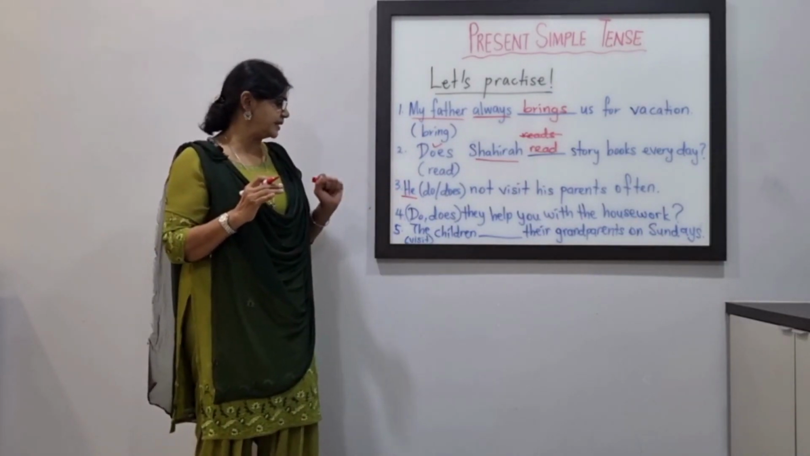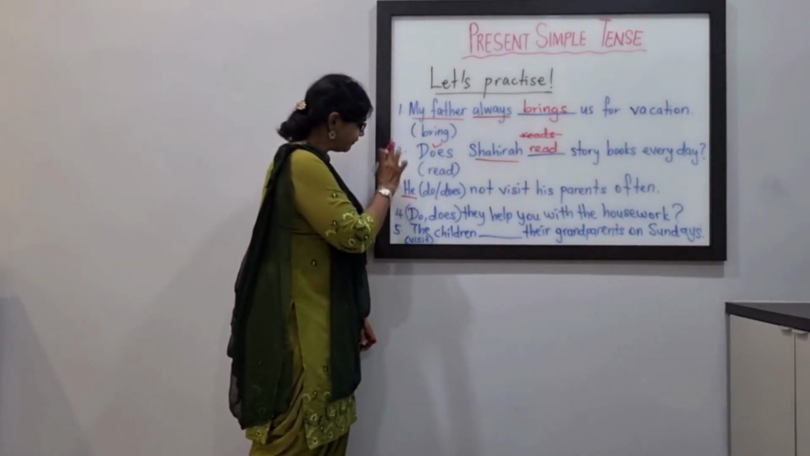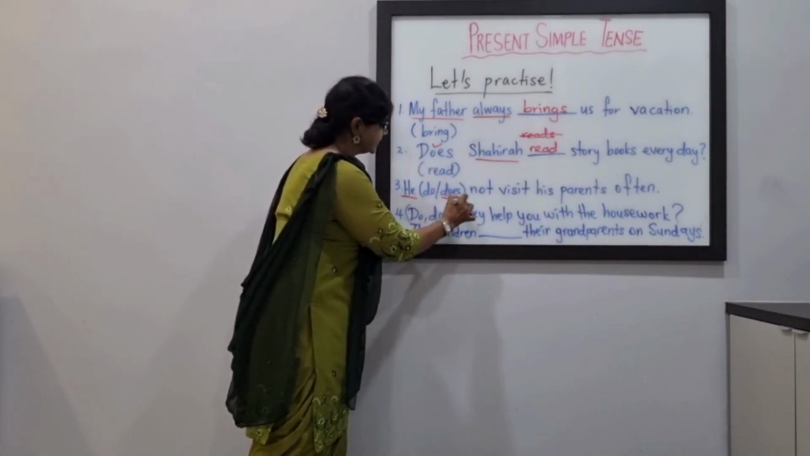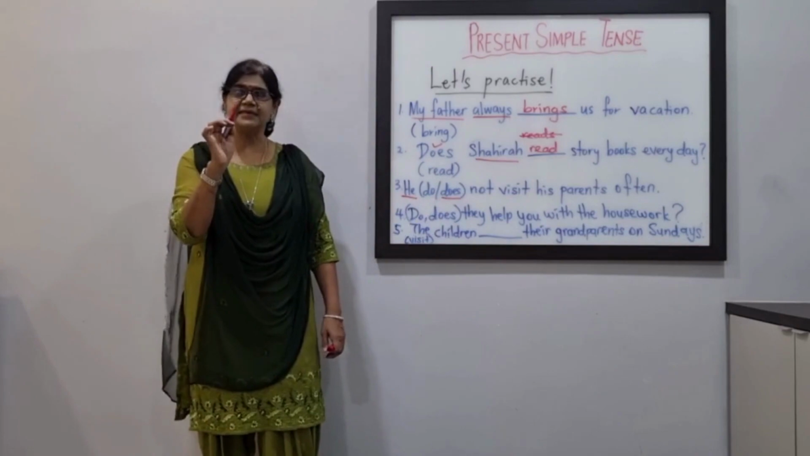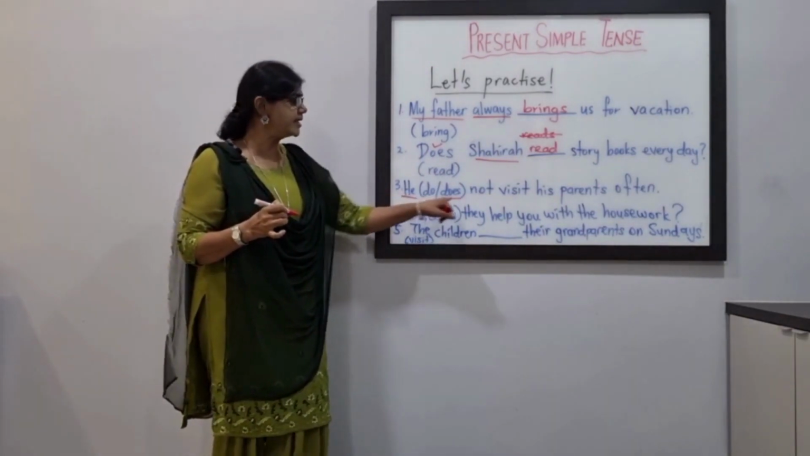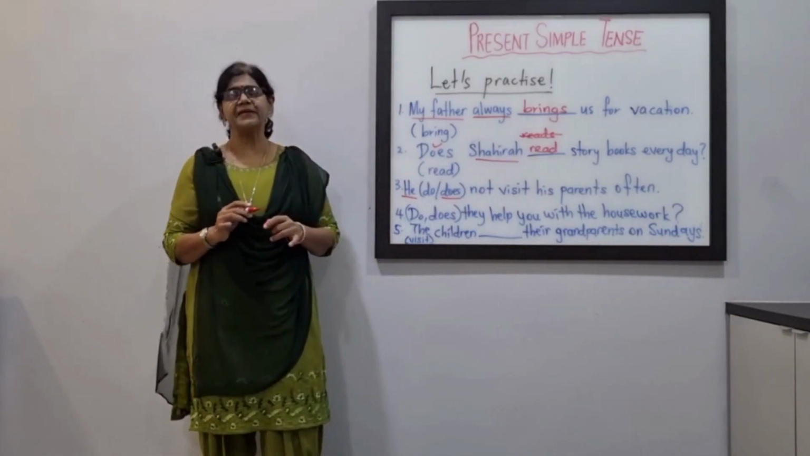He, singular subject, I have mentioned, must have an S. He does, she does, it does. At the beginning, I've already explained. So he does not visit his parents often.